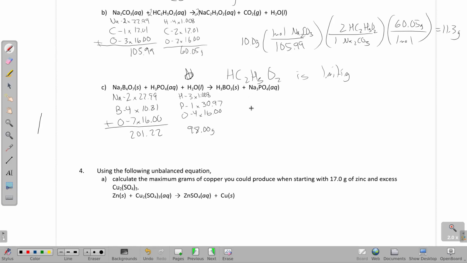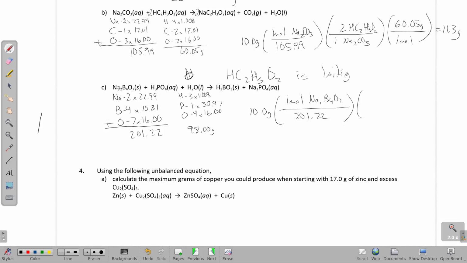Alright, doing the same thing we did up here, so I'm going to take 10 grams of my first species. And molecular weight of it is 201.22. But this next step, I need to get that from the balanced equation. So again, I need to balance this.